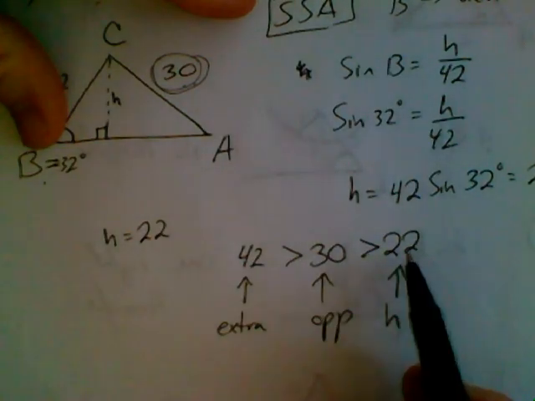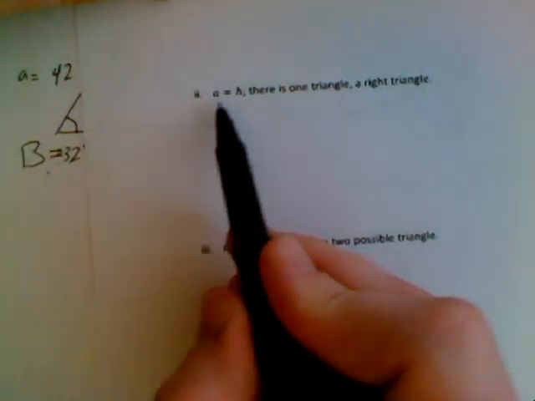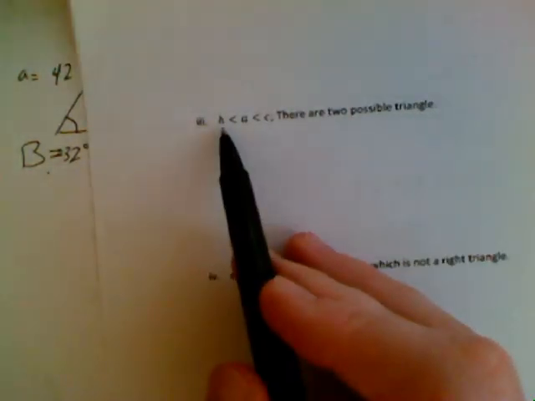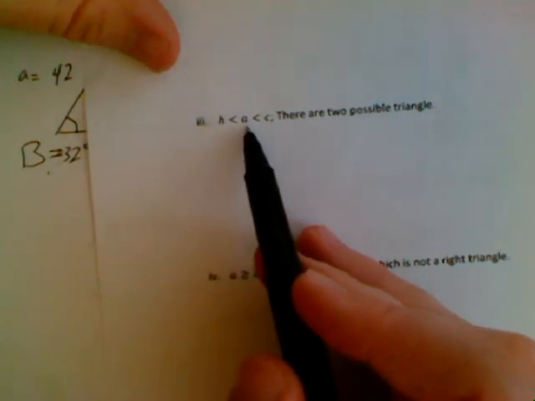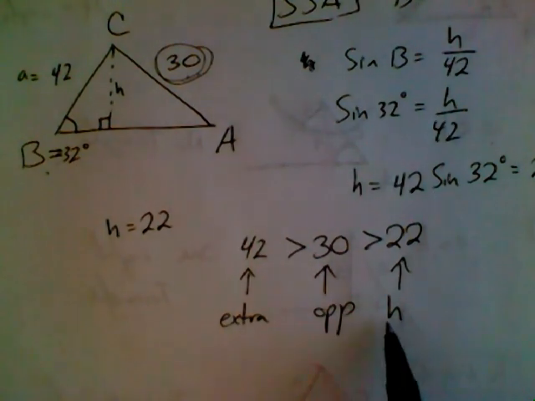Opposite side is less than the height. Opposite side is greater than the height. It's not that one. It's not possible. Okay, it's not equal. My height is less than the opposite side, which is less than the extra side. Height is less than, oh crap. Why is that not good?